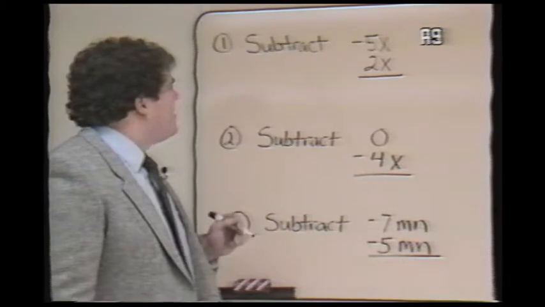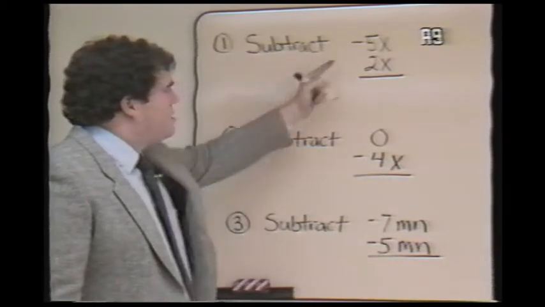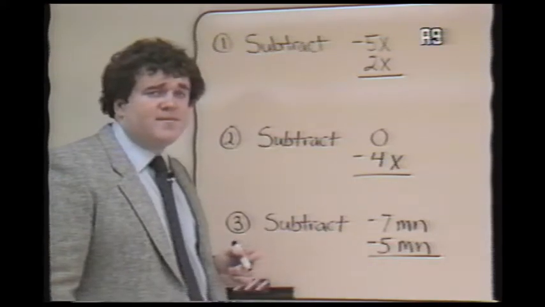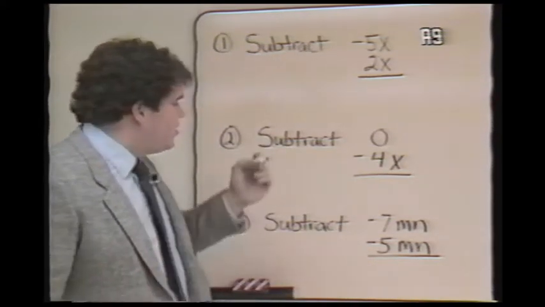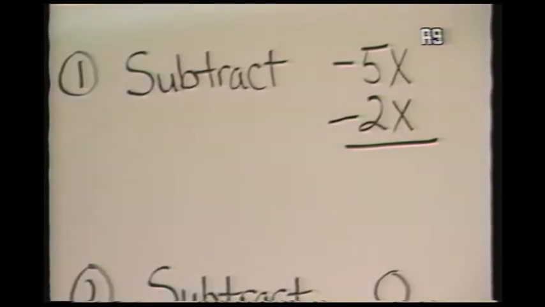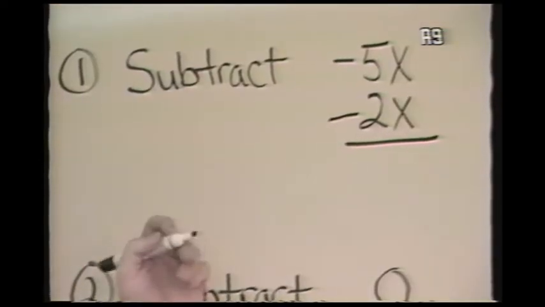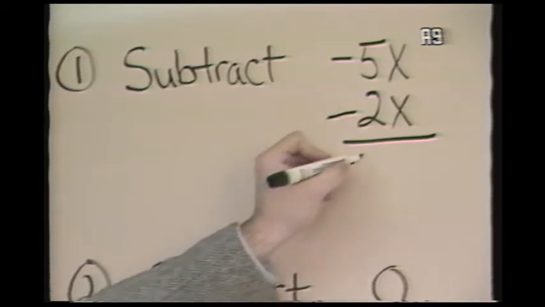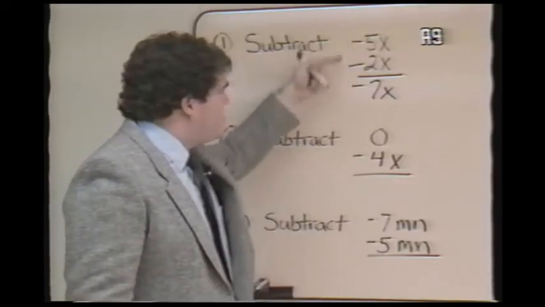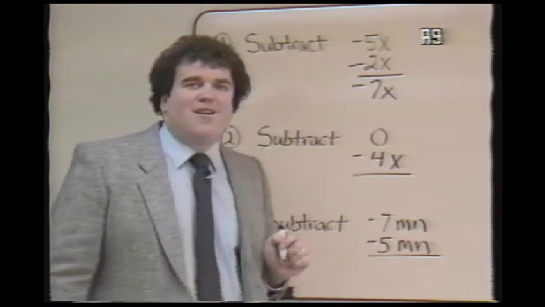When I have this subtraction problem where it says subtract 2x from negative 5x, what I should do is just change the sign of the bottom term, make that 2x a negative 2x, and follow the rules of addition. I will get minus 7x. The signs are the same, and I add their absolute values.